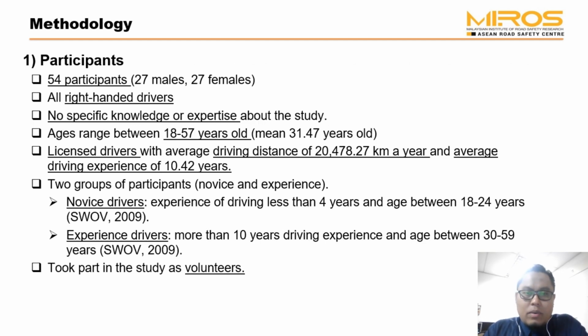Okay, for project methodology, this study made use of a mixed method experiment and convenience stratified sampling. The study included 54 participants, 27 of whom were male and 27 female. There is no specific knowledge or expertise regarding the study among the participants, who are all right-handed drivers. The mean age of the participants is 31.47 years, with a range of 18 to 57 years.